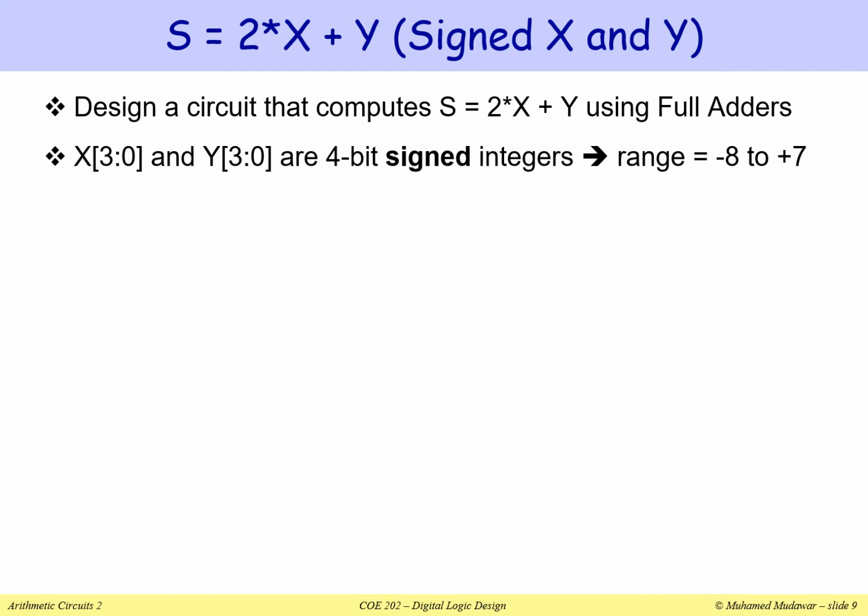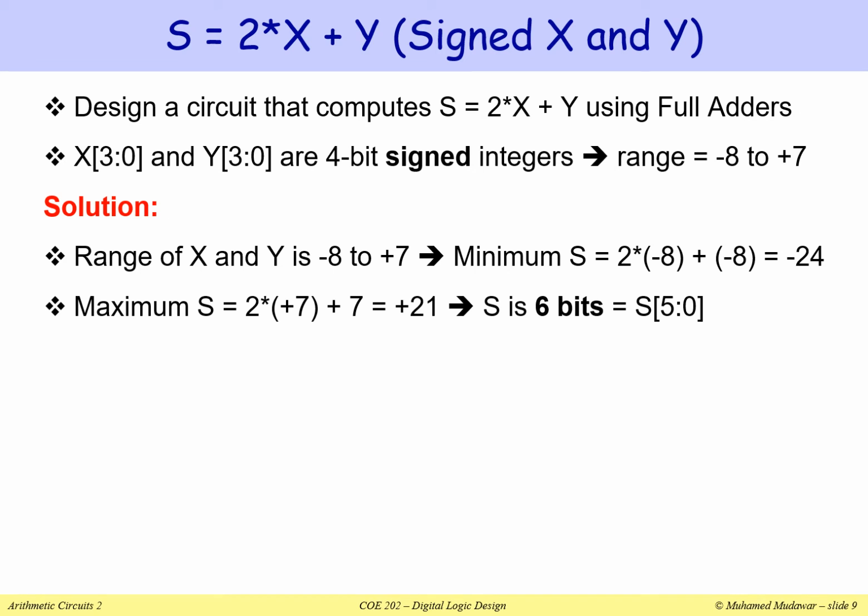So let us repeat this. Design a circuit that will compute S equal to 2 times X plus Y using full adders, but now X and Y are signed integers. These are 4-bit signed integers, so the range is from -8 to +7. So in order to do something like this, again, I'm going to shift X to multiply it by 2. And I'm going to do sign extension for X and Y because these are signed integers.